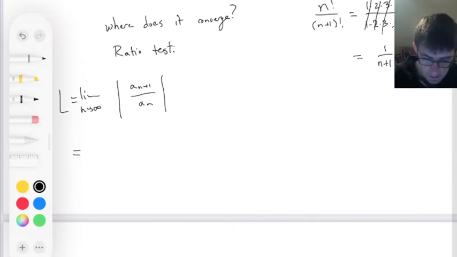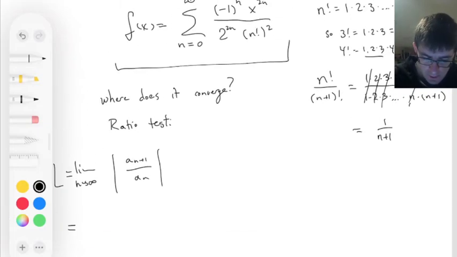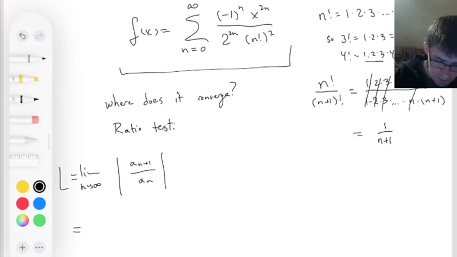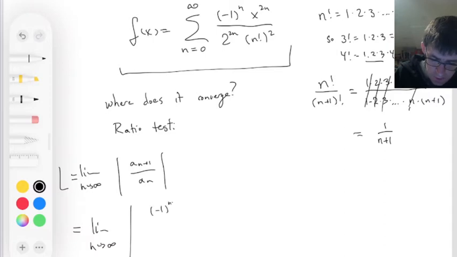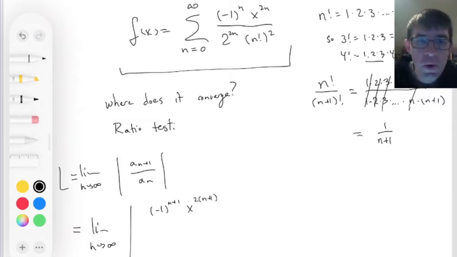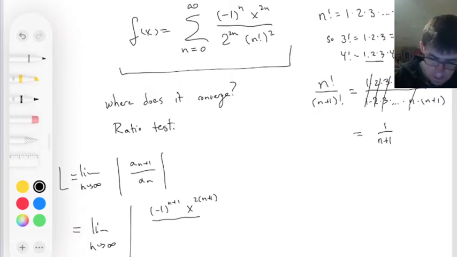You got to plug in. I lost my formula up there. Plug in for the a_(n+1) and the a_n. So I go limit as n goes to infinity. Okay, a_(n+1), you got to read that formula up at the top there and use n plus 1 in place of n. So this is going to be, put my absolute values, a big old fraction. Minus 1 to the n plus 1, x to the power 2n plus 1. Make sure you are reading the formula and replacing the n with the n plus 1 everywhere. All right, divided by 2.